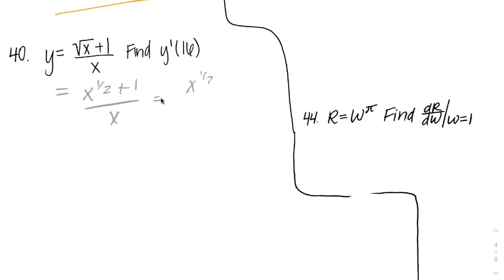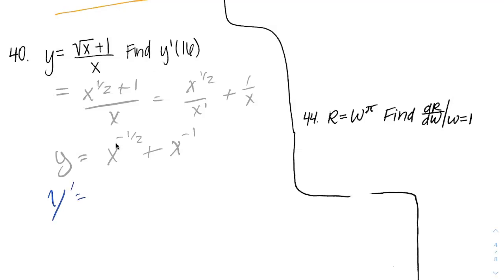x to the 1/2 over x plus 1 over x. x to the 1/2 over x. Remember, this is a 1 down here. All we do is 1/2 minus 1, which would be negative 1/2. So we get y equals x to the negative 1/2 plus, and then we want to rewrite this. Remember, move it to the top, so it becomes x to the negative 1. And like I always say, we haven't done any calculus yet. We just rewrote it to be pretty. Now we can take a derivative.